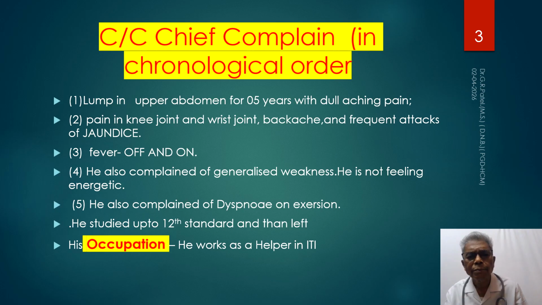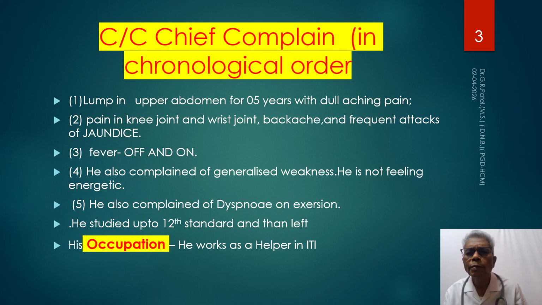Lump in upper abdomen for 5 years with dull aching pain, pain in knee joint and wrist joint, backache and frequent attacks of jaundice, fever off and on. He also complained of generalized weakness. He is not feeling energetic. He also complained of dyspnea on exertion. He studied up to 12th standard and then left. His occupation is a helper in ITI.